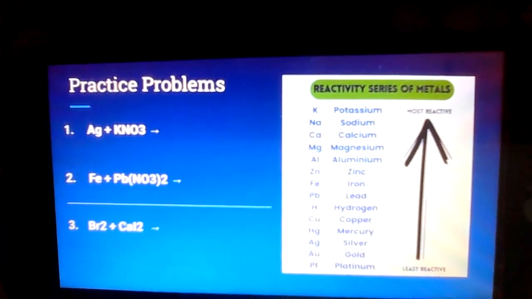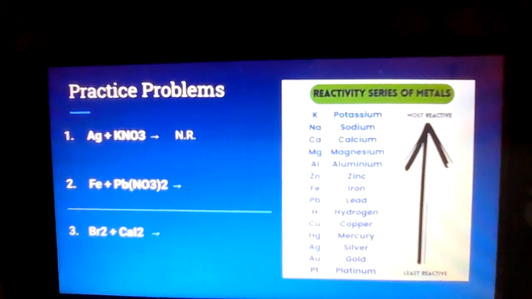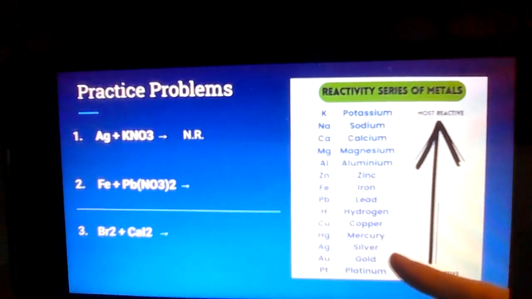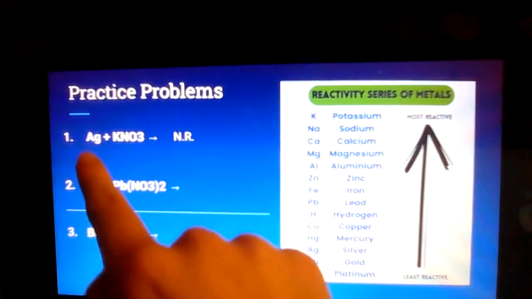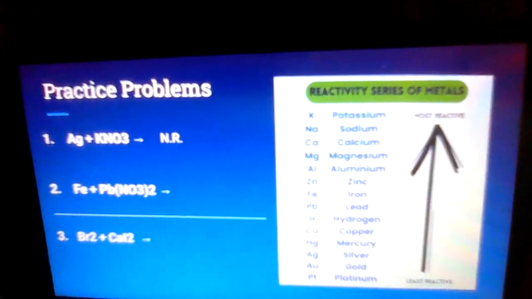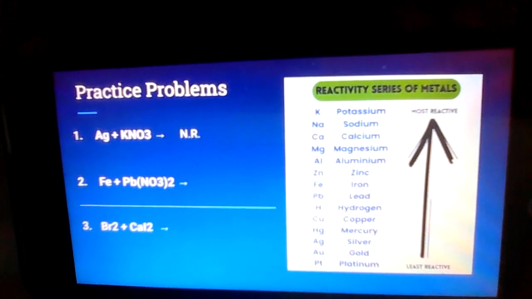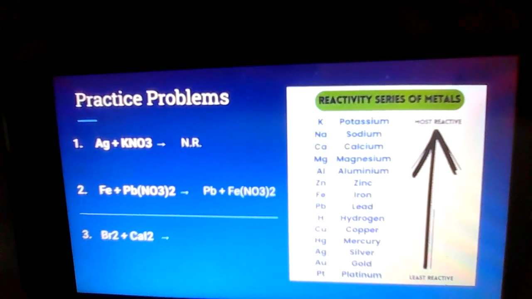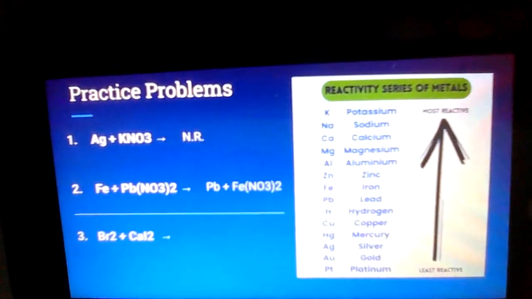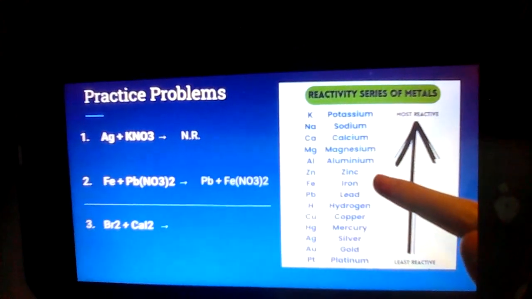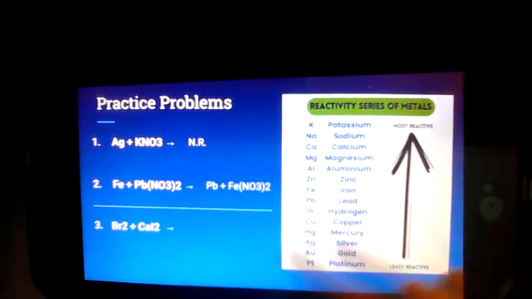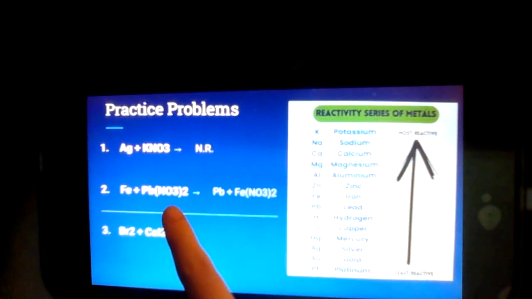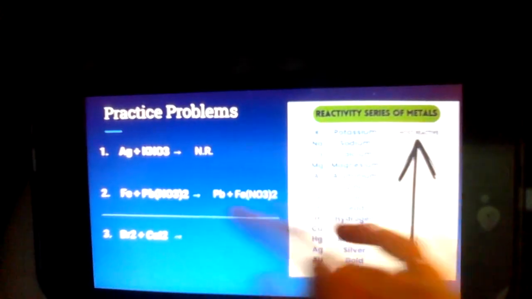Now here are the answers for the first one. This is a no reaction situation, since Ag, silver, is less reactive than potassium. It will not displace it from this ionic compound. The next one, I'll give you time. And then here is the answer. Iron, Fe, is more reactive than Pb, lead. So the iron will displace the lead from this ionic compound, as you can see here, since it's more reactive.